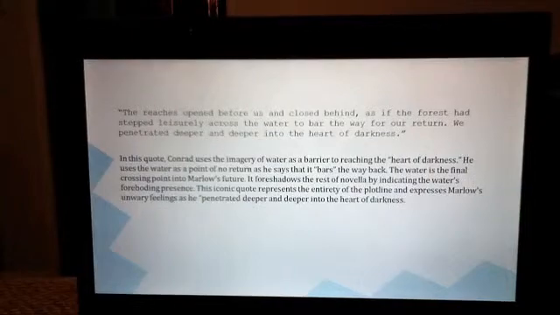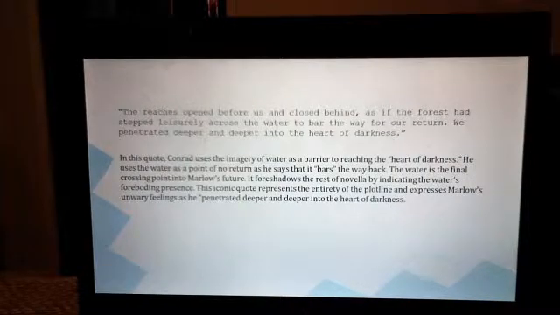So it's, the reaches open before us and closed behind, as if the forest had stepped leisurely across the water to bar the way for our return. We penetrated deeper and deeper into the heart of darkness.